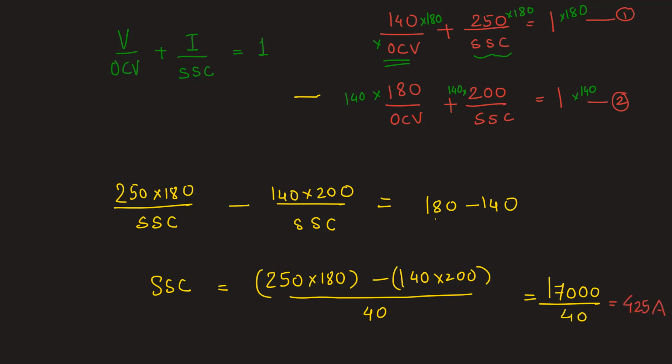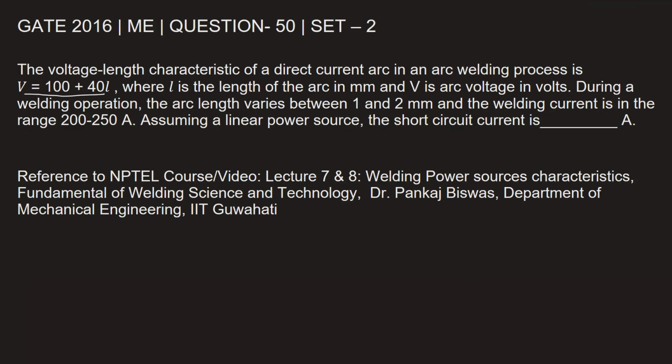Let's go back and fill in the answer. So the answer here, the short circuit current is 425 ampere.